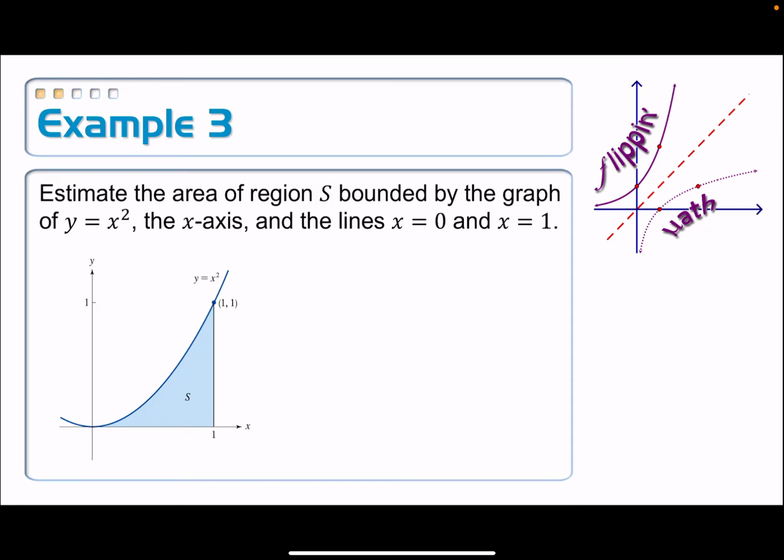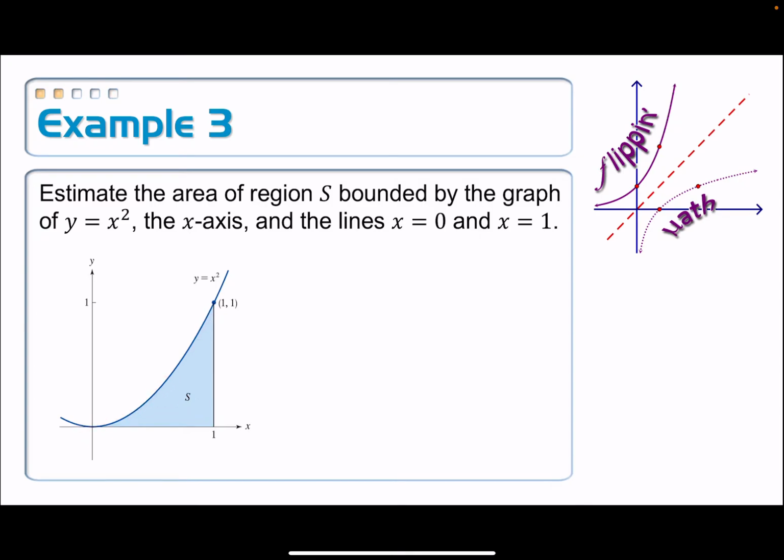On example 3, we want to estimate the area of region S bounded by the graph of y equals x squared, just a regular little parabola, parent function, the x-axis and the lines x equals 0 and x equals 1, as we can see here in this picture. It almost looks a bit like a triangle, but most triangles that I am aware of don't have this nice curved surface right here.